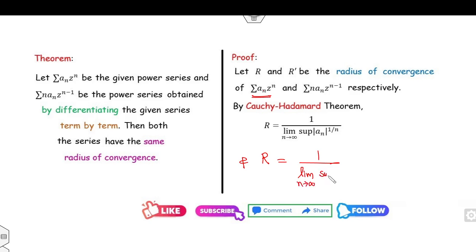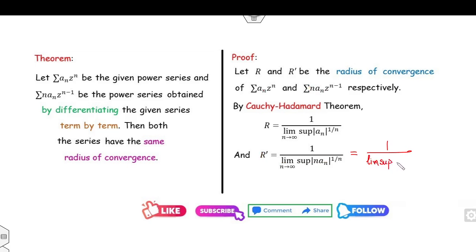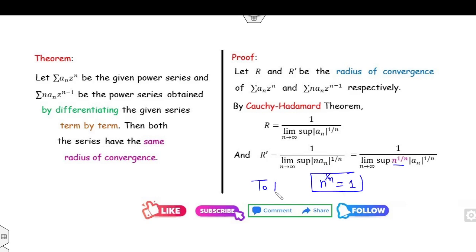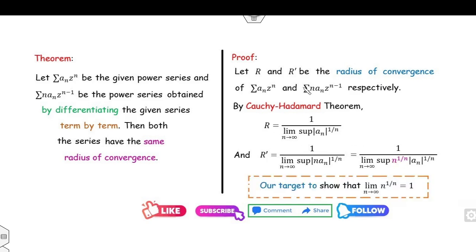Limit supremum. Can you find the value of a_n? This number is my a_n. Fine. Now if you make this separate, it is my limit supremum of n raised to power 1 over n, and a_n raised to power 1 over n. So what is your target? If I prove n raised to power 1 over n is 1 as n approaches infinity, that means R and R dash are the same. So my target is to prove only this result.